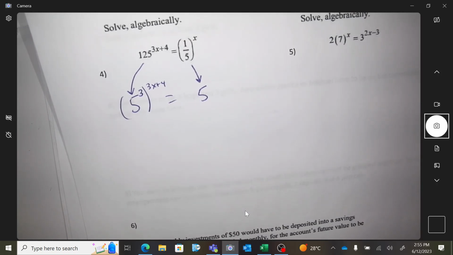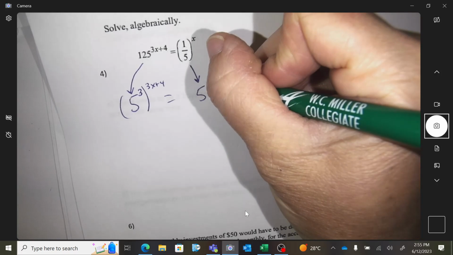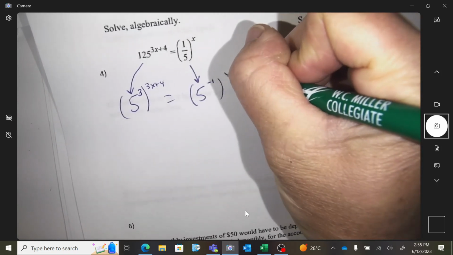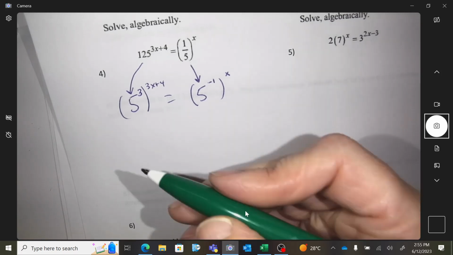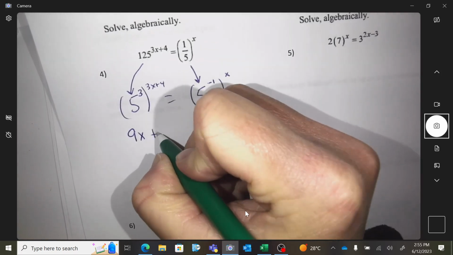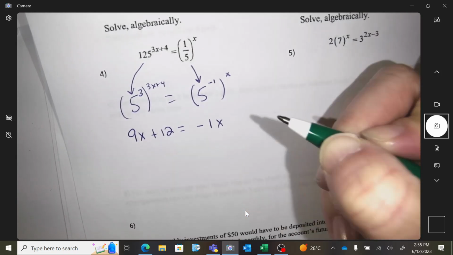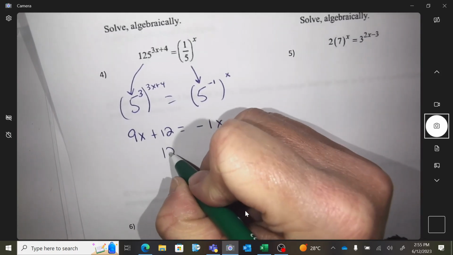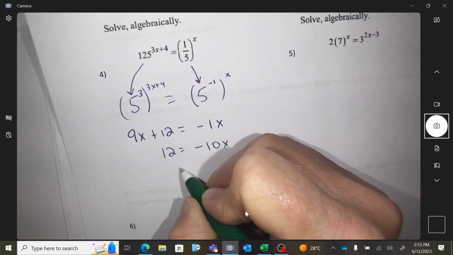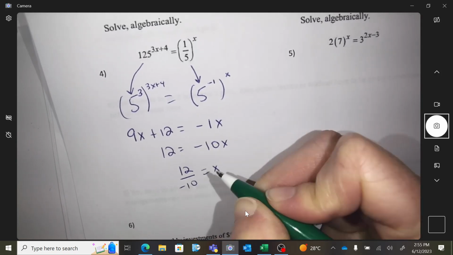1/5 could be also a 5 to the -1. And then there's an x yet. So at this stage, I'm actually just dropping the bases completely off. And I'm going to say this exponent equals this exponent. So 9x plus 12 equals negative 1x. And then, you know, other way around.